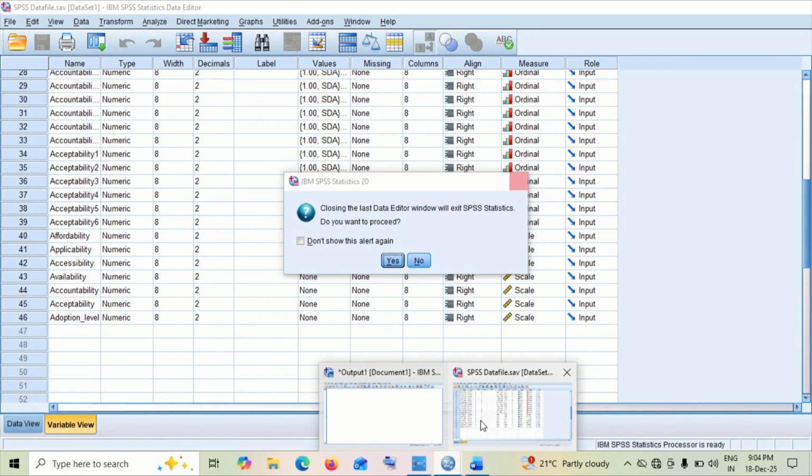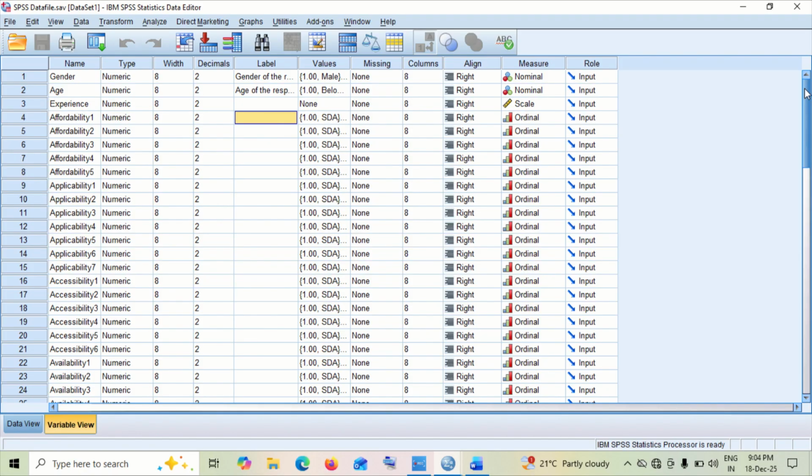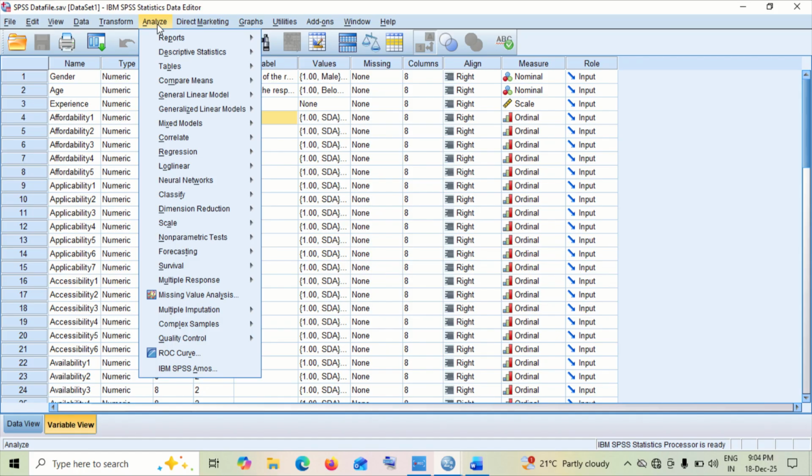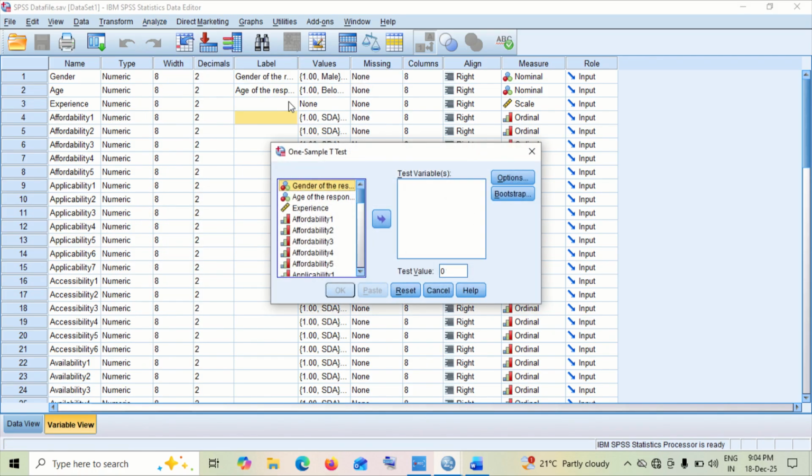Then we have to move to the steps of one sample t-test in SPSS. First of all, we have to click on Analyze, then Compare Means, then One-Sample T Test. Select all the components and the variable adoption level.